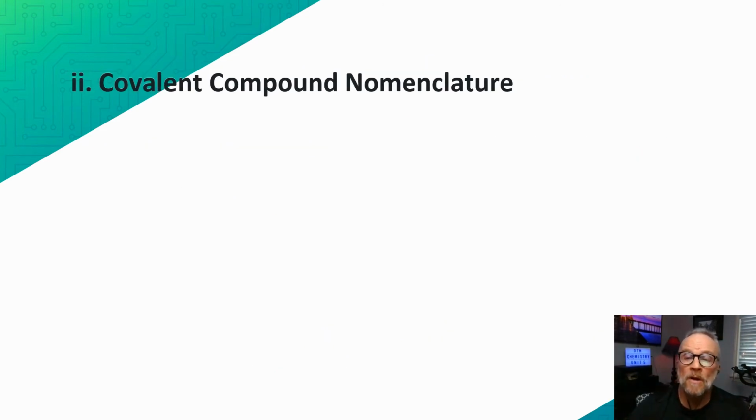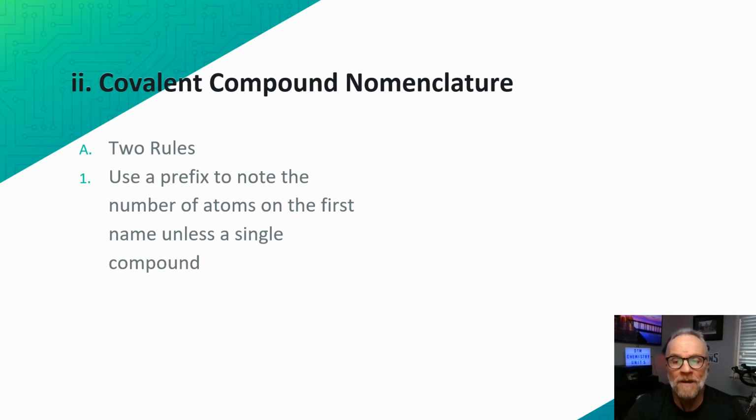Covalent nomenclature. Okay. There's bad news and good news. Let's just start with the bad news. The bad news is there's 2 rules. The good news is there's only 2 rules. And so it makes it pretty easy to name these. And you already know the names of some of them.